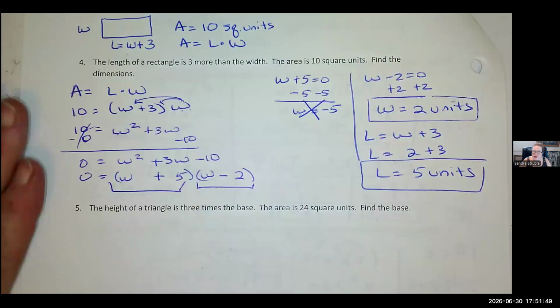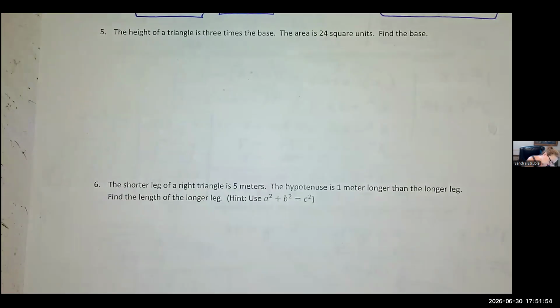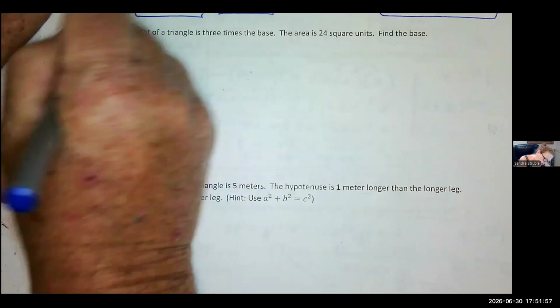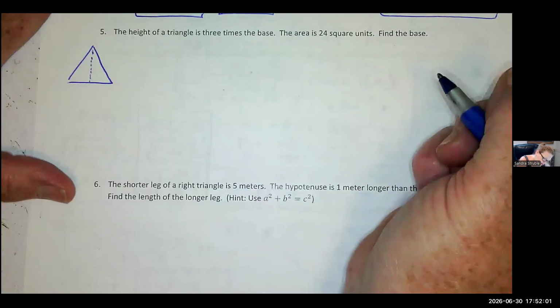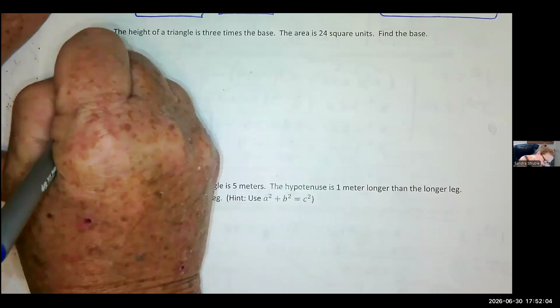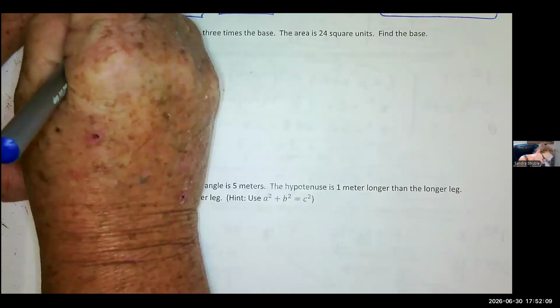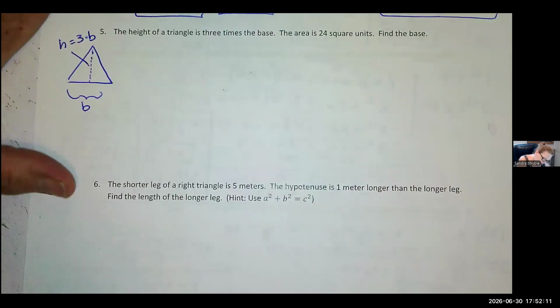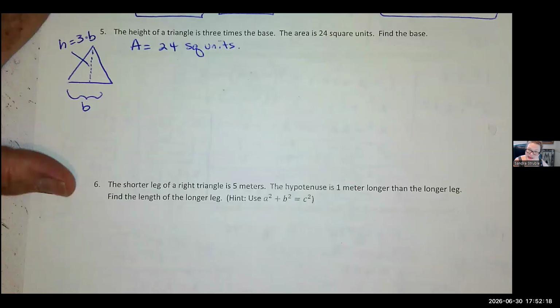The height of a triangle. Doesn't say a right triangle, just a triangle. So the height for a triangle is 3 times the base. Well, this is the base. And the height is 3 times the base. The area is 24 square units. Find the base. Well, I need to know how to find the area because I've got some numbers here that I need to be able to use.